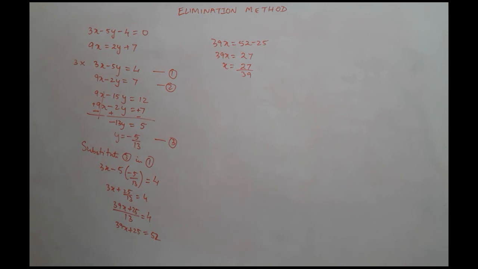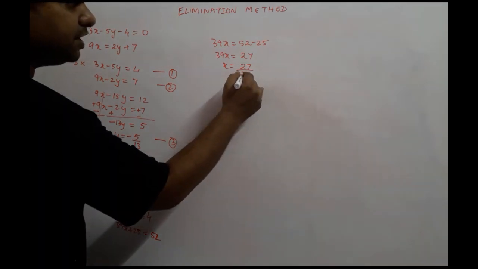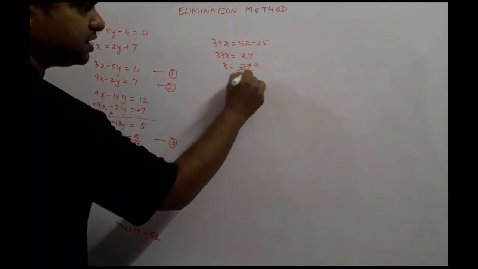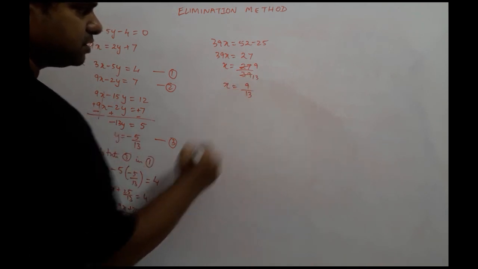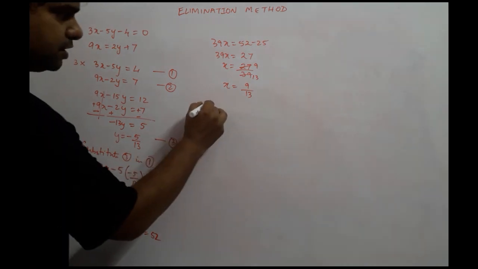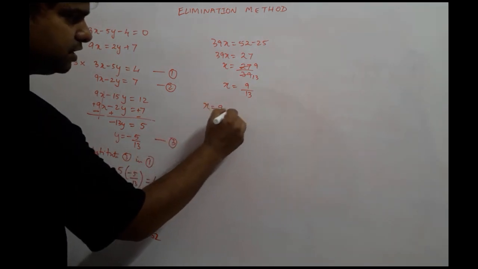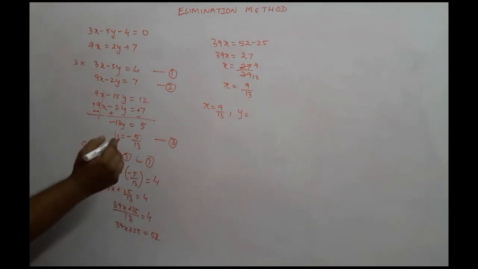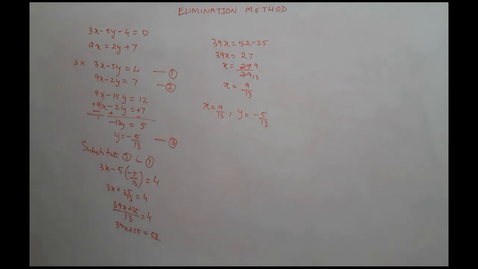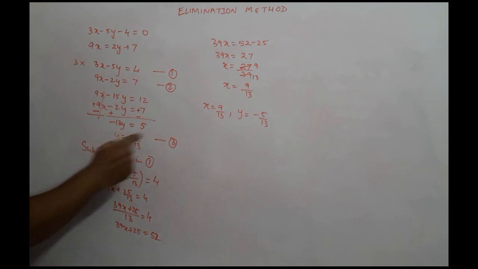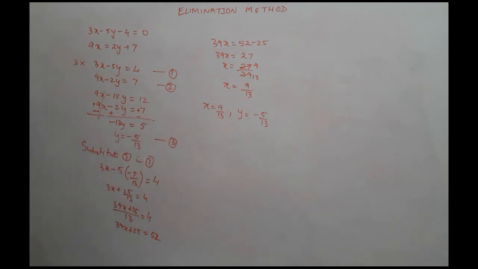Fine. Now both the numerator and the denominator get divided in 3 times table. So 3 9s are 27 and 3 13s are 39. So we get x is equal to 9 upon 13. And we can write over here x is equal to 9 upon 13 and y is equal to minus 5 upon 13. So in this case we found out y first and later we got x.